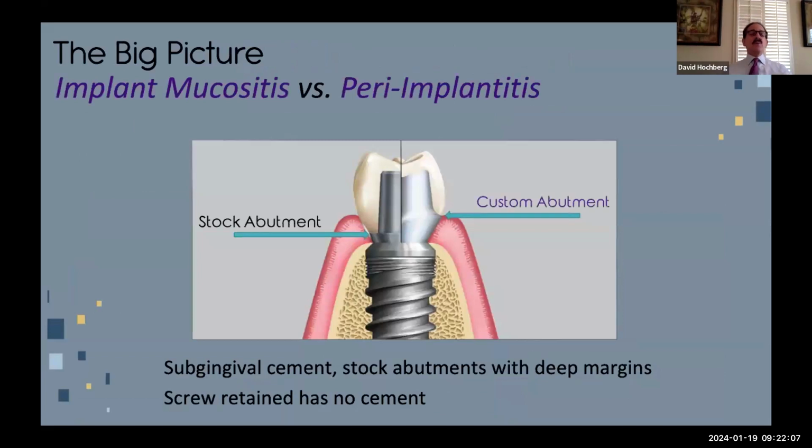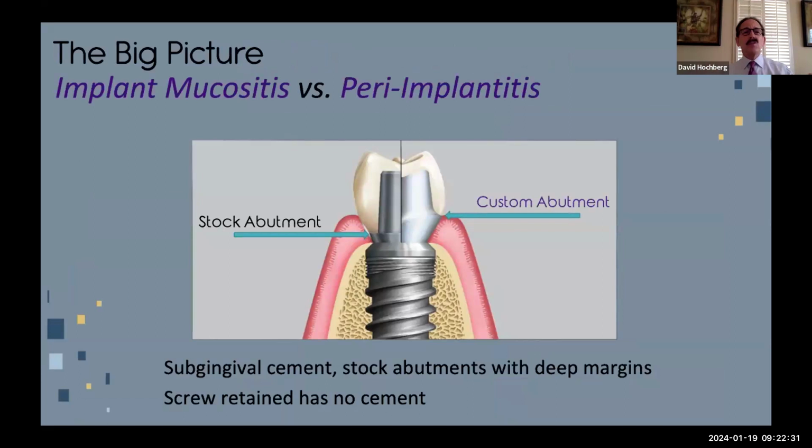So here's the big picture: screw retained, cement retained. For decades, screw retained was always advocated because there's no cement. It's not in the sulcus. You're not going to have crestal bone loss associated with it. And that isn't true. But when you think about it, is it really the cement that was causing the problem?